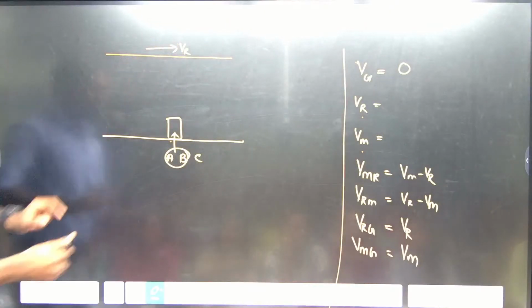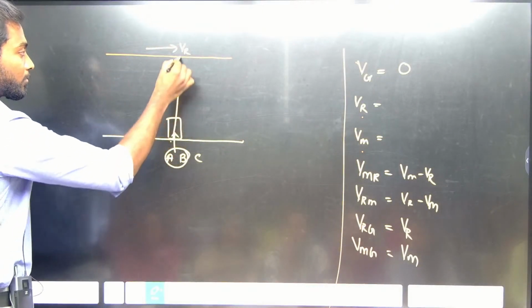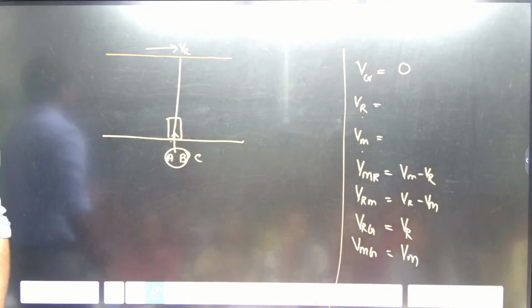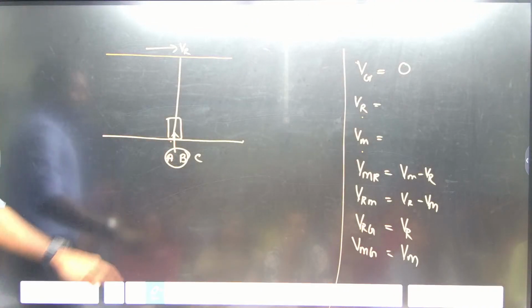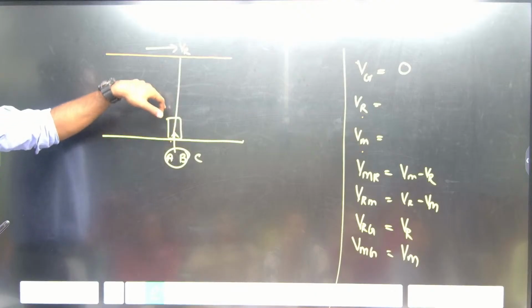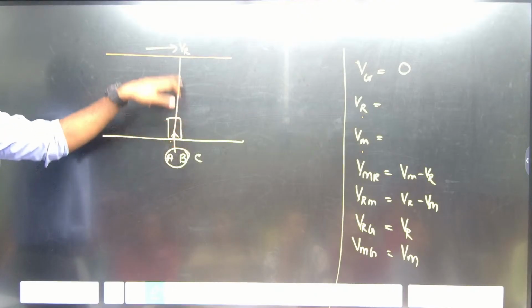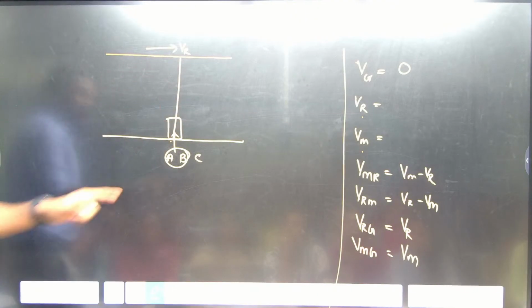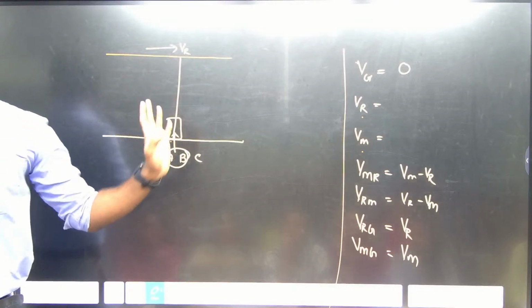They want to cross this river exactly in this direction. So A and B are sitting in the boat and they are going. They are thinking that I am going in a straight line. Understood the point?